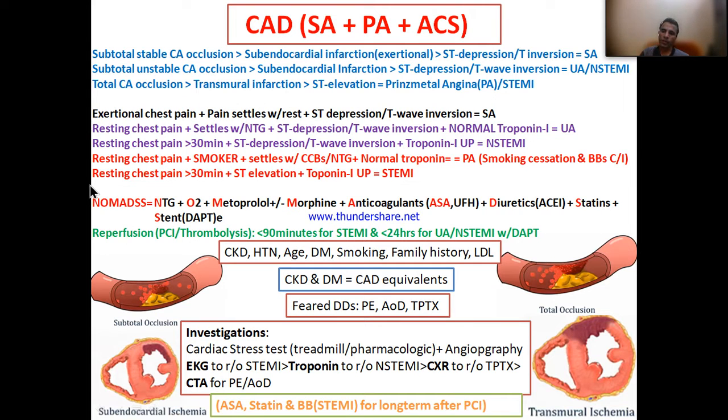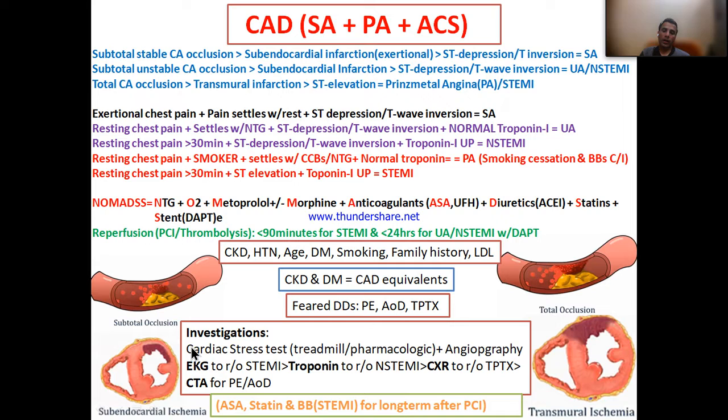And if there is chest pain during rest and that chest pain persists for more than 30 minutes and there is ST elevation on EKG and troponin level is elevated as well, we are dealing with STEMI.